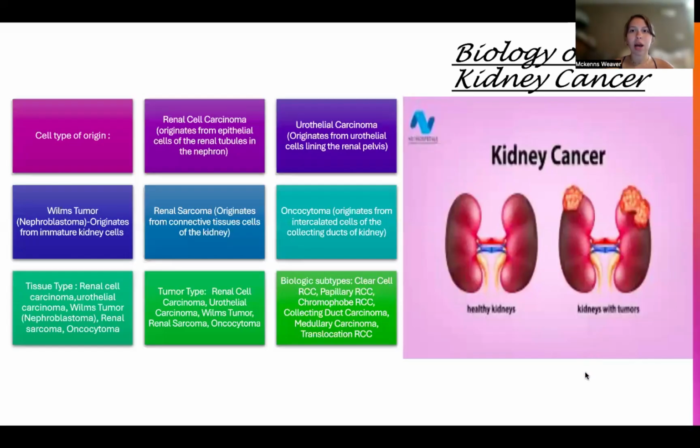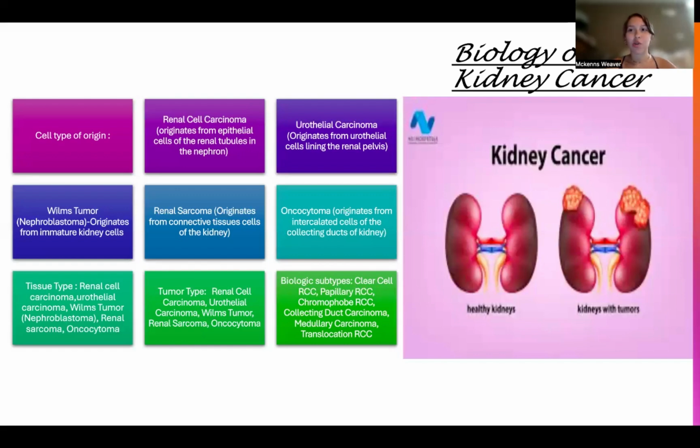So the biology behind kidney cancer: we have our cell types, our tissue types, and our tumor types and subtypes. Most of these are about the same. We have renal cell carcinoma, urothelial carcinoma, Wilms tumor, which is nephroblastoma, and renal sarcoma and oncocytoma. Hopefully I said that correctly.